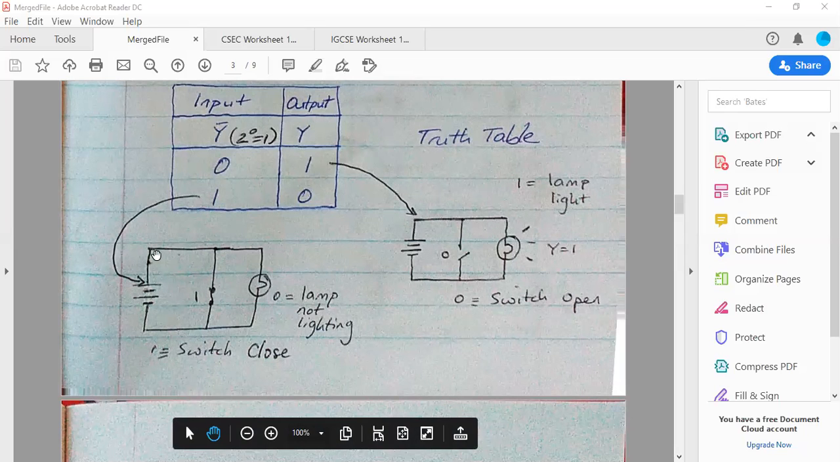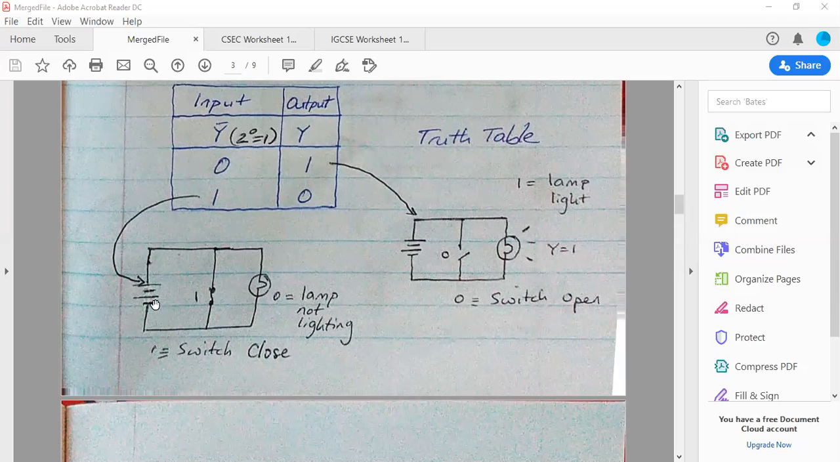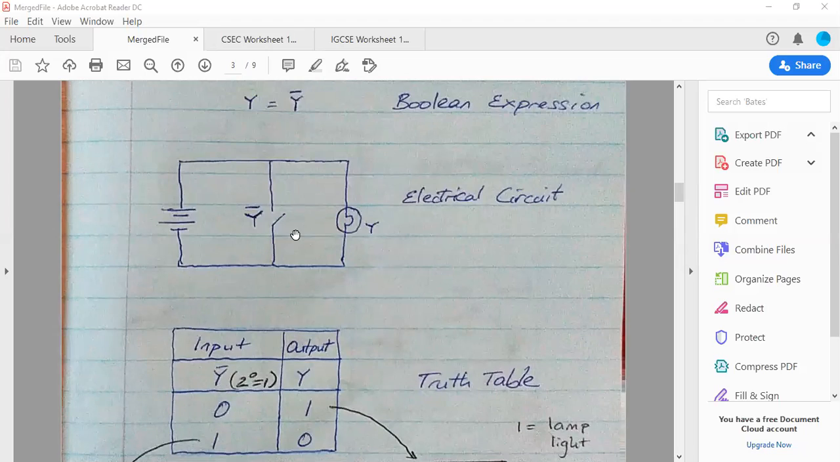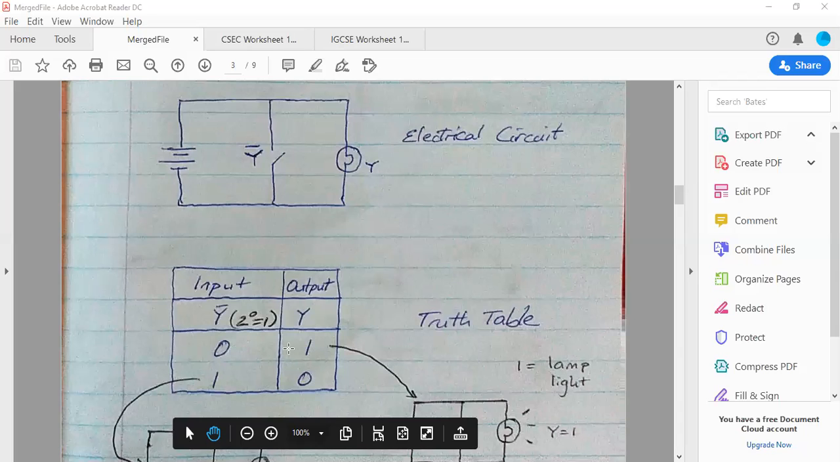When the switch is closed, current is going to flow through here and not to the lamp because it creates something called a short circuit. The current will flow through here and go back to the battery, creating a short circuit, and definitely the lamp itself would not light. Hence, the output would be 0. Good. So the electrical circuit basically complements the truth table in that it gives you the exact output operations of it.